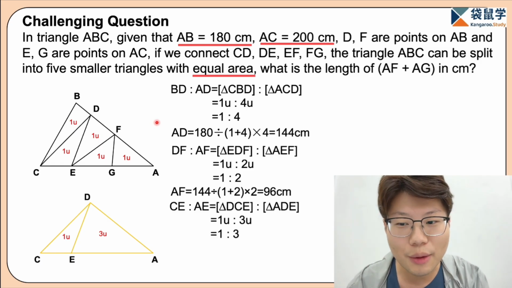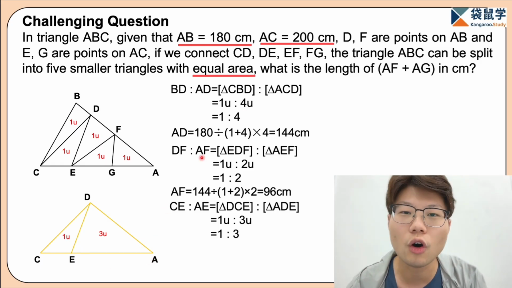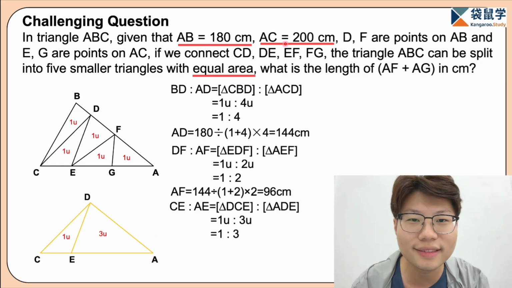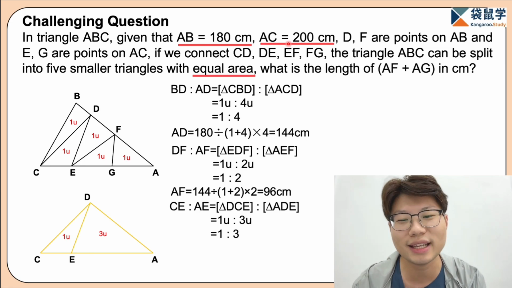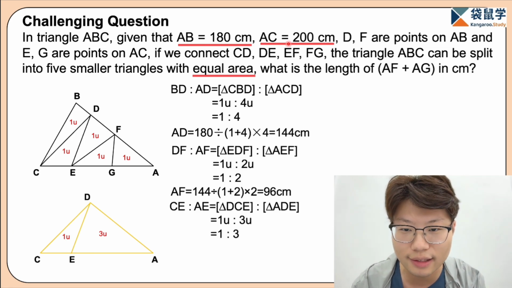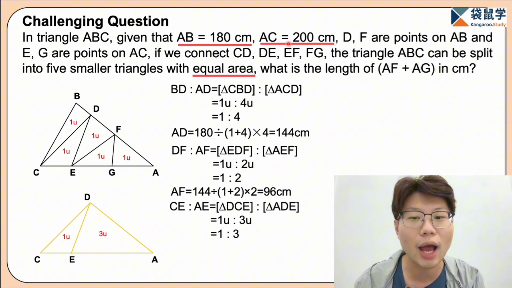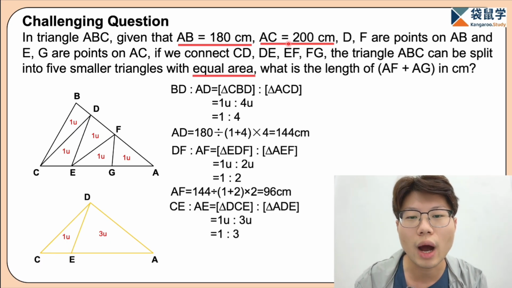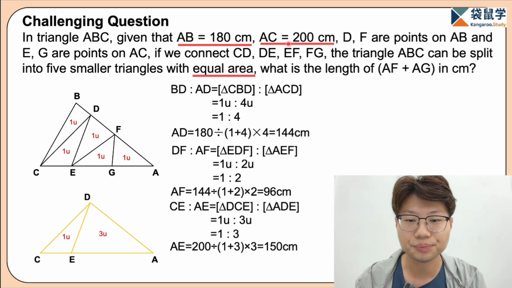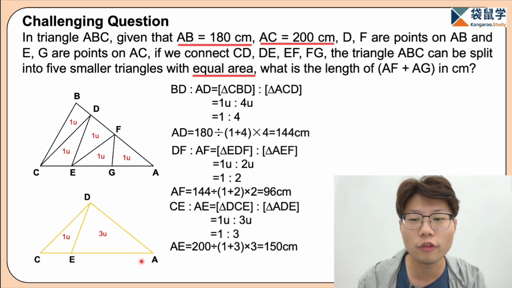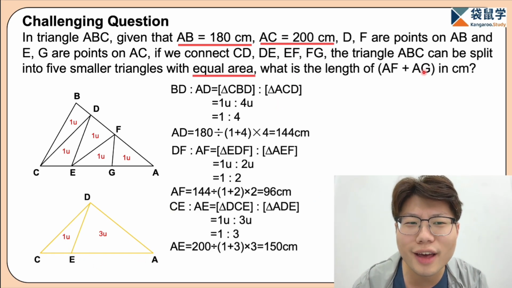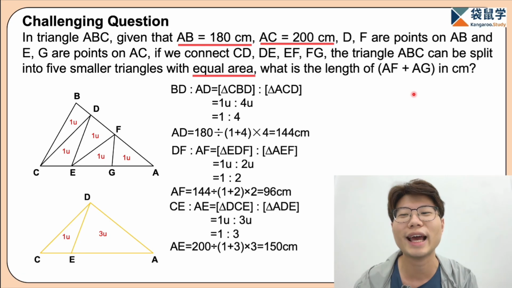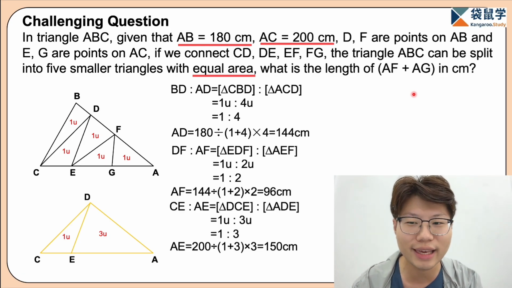Then can we get the length of AE now? We already know the length of AC is 200 centimeters. So AE is 200 divided by 1 plus 3 times 3. So the answer is 150 centimeters. We already know the length of AE, but we need to find AG. What do we need to do next? Very good. We need to find the equal height model again.